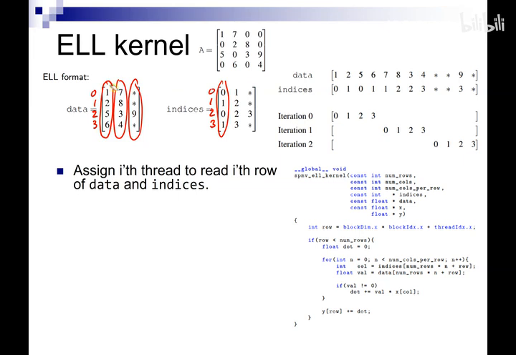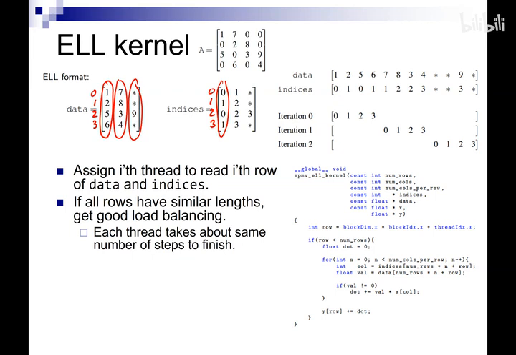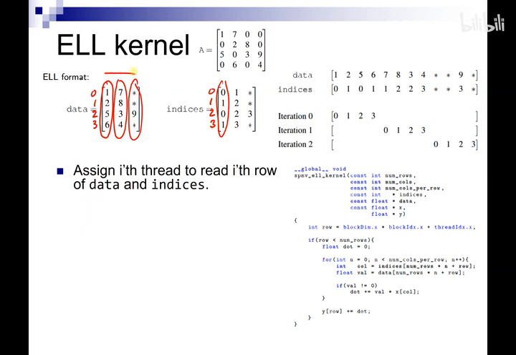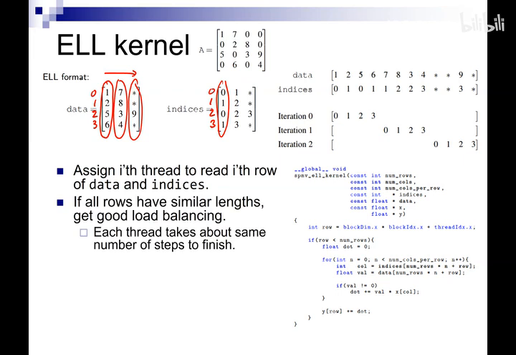Okay, so now first of all, since we're assuming all the rows have about the same number of non-zeros, then we see that if we do processing in this way, we actually get good load balancing, because the number of non-zeros is basically the number of columns of data and indices. Each thread is going to iterate through all the columns, and since all the columns have about the same number of non-zeros, we get good load balancing between all the different threads.